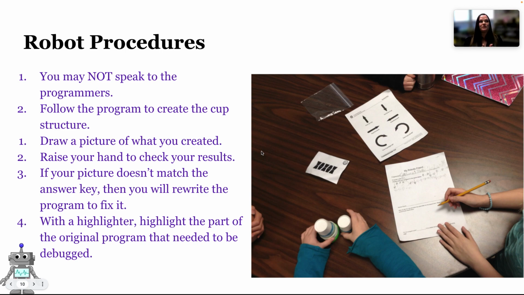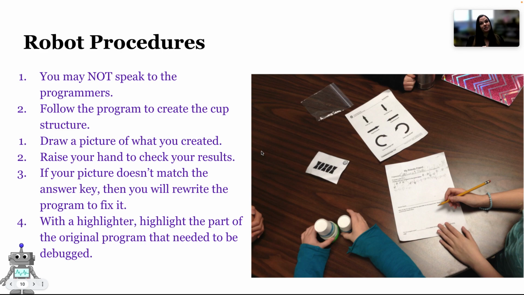So they're going to follow their program to recreate the cup structure, and draw a picture of what they've created, because the students will have seen what their picture looks like. It's often easy for them to recreate a little picture of what their product looks like when they're done. Then I have them raise their hand and check with me. I will bring over the picture, the little answer key, and take a look at what they've created.